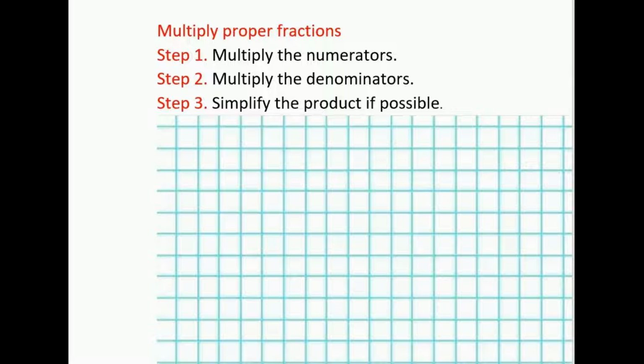Step number 1, multiply the numerators. Step number 2, multiply the denominators. Step number 3, simplify the fraction if possible. For example, you have a problem like that.